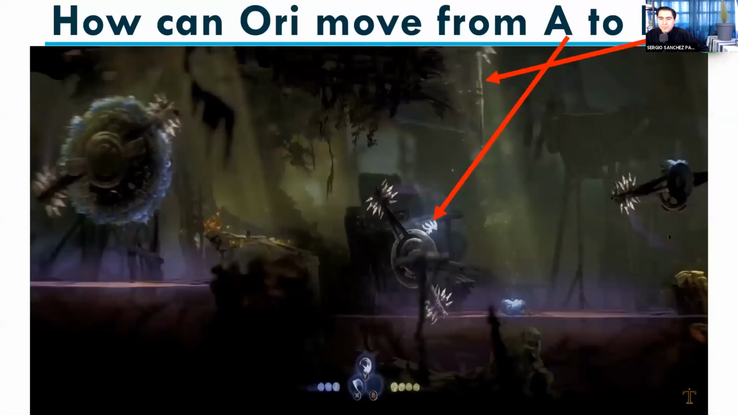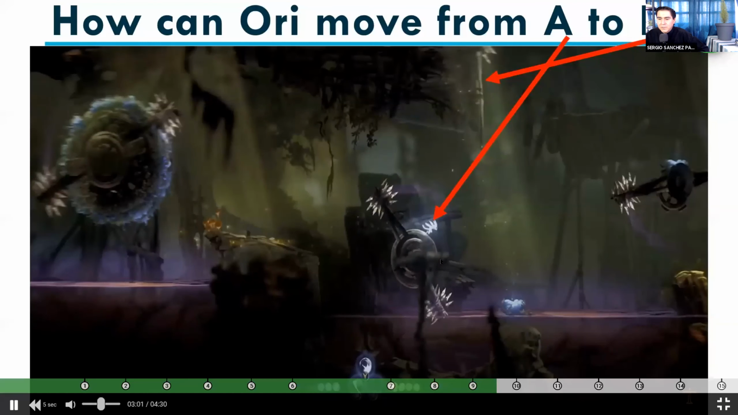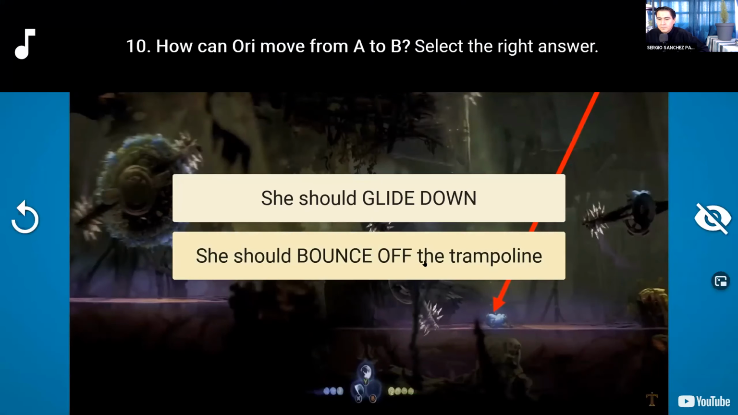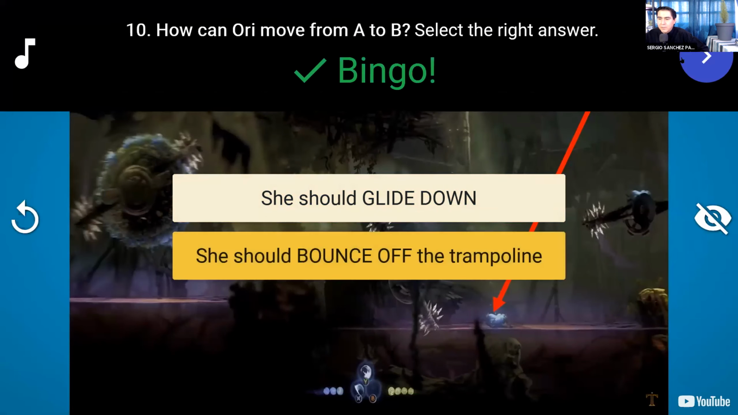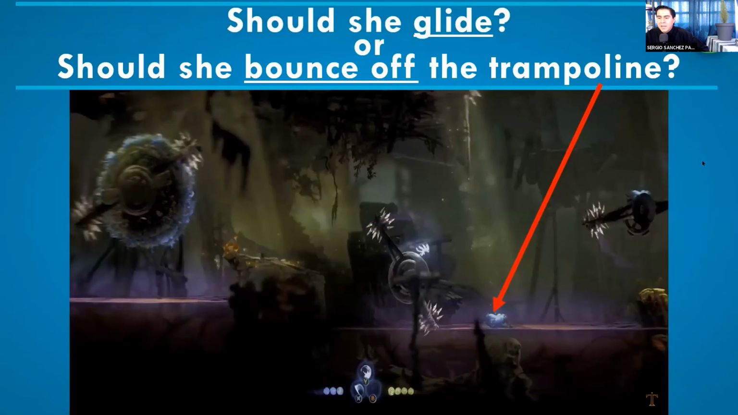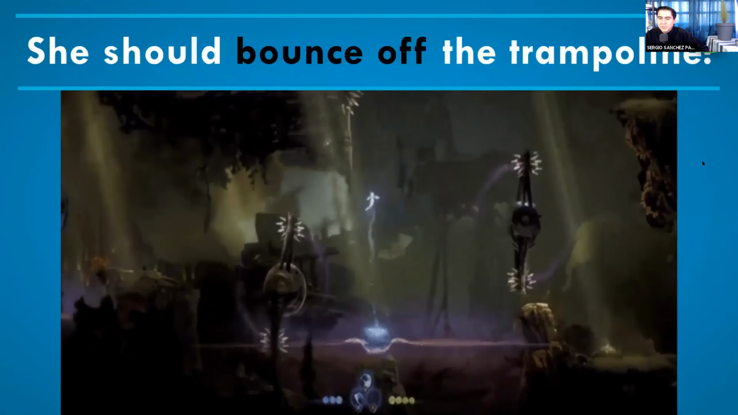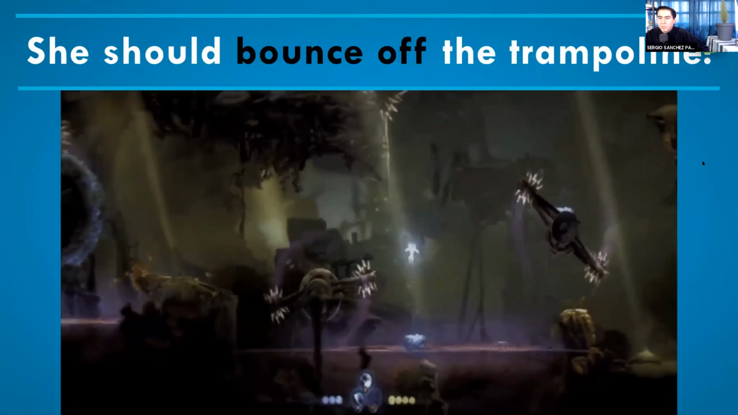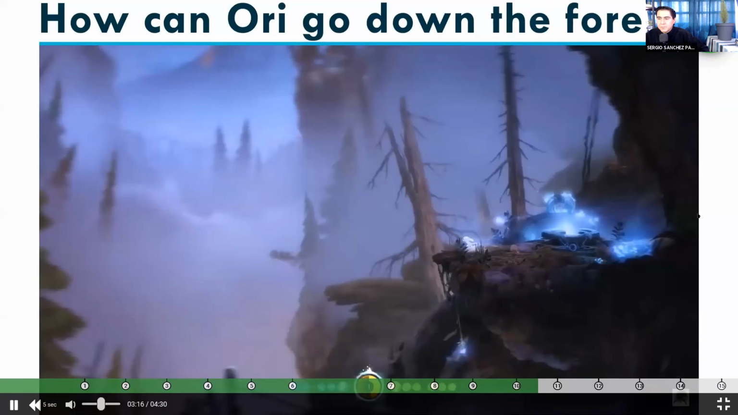Next question: how can I remove from A to B? She's somewhere over here and she has to move above. So should she glide or should she bounce off the trampoline? And of course, she should bounce off the trampoline. So I continue, and I will be shown how she does it. There, she bounces and she reaches the upper part. How can I go down the forest?